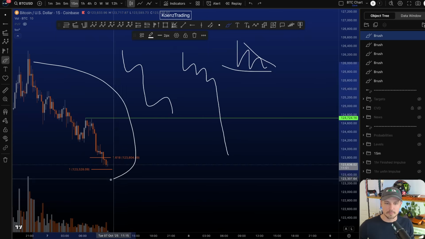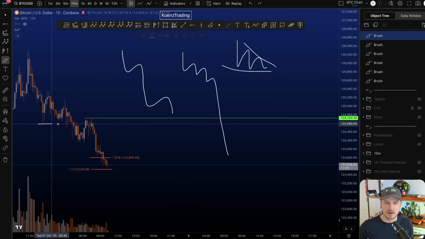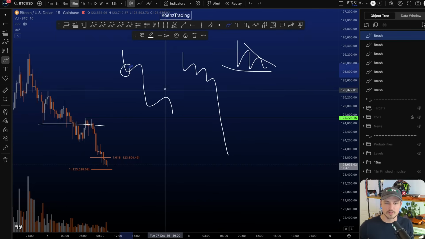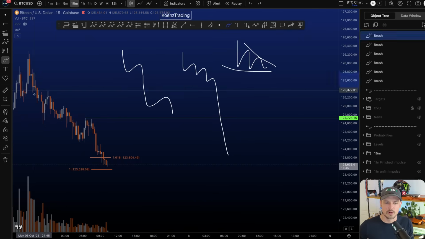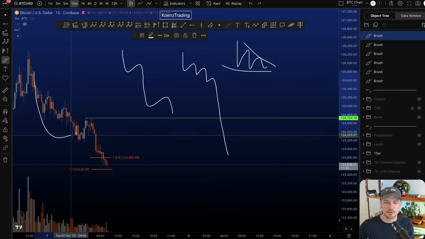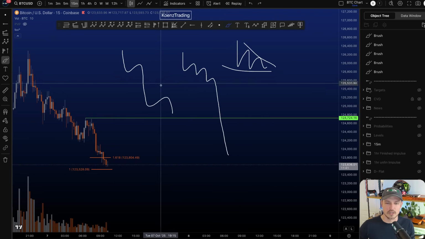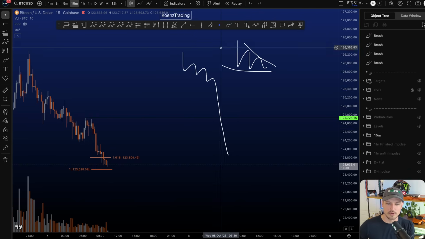Can we count an impulse to the down here? No. Why? Because too much overlap. You're not allowed to have overlap between a wave 1 and 4. There is too much overlap. You would need a larger move to the downside to consider an impulse. So, okay, this one is removed.